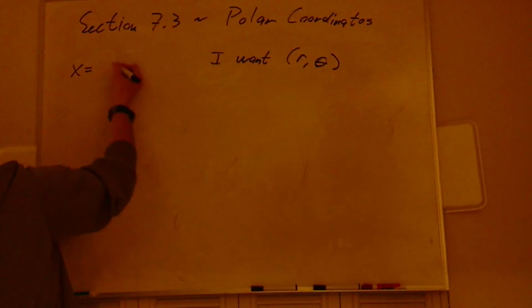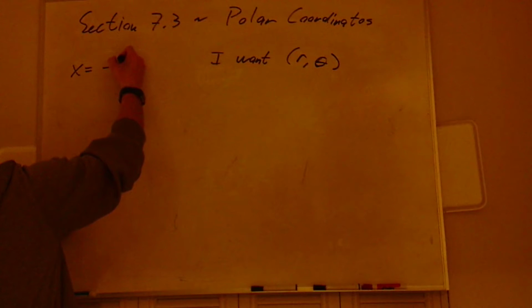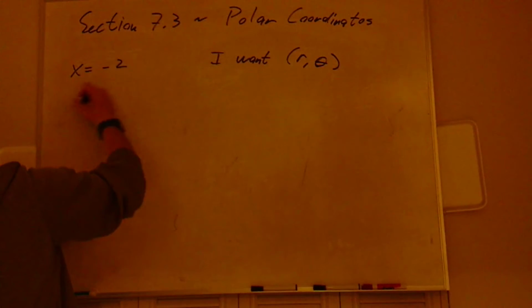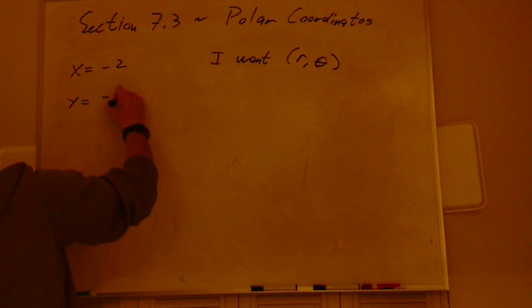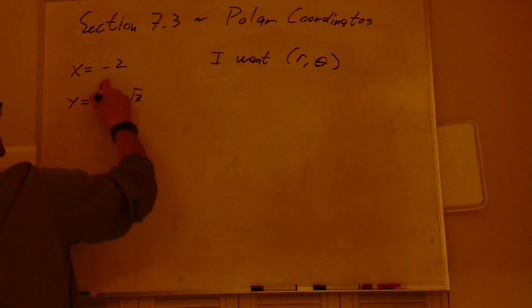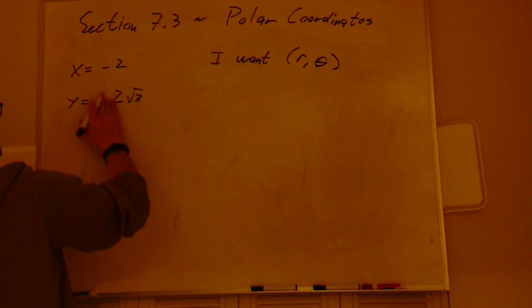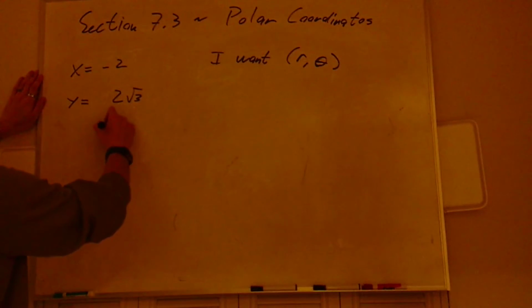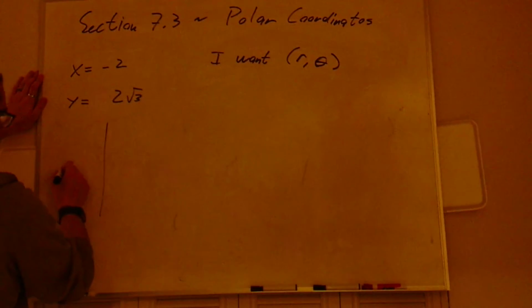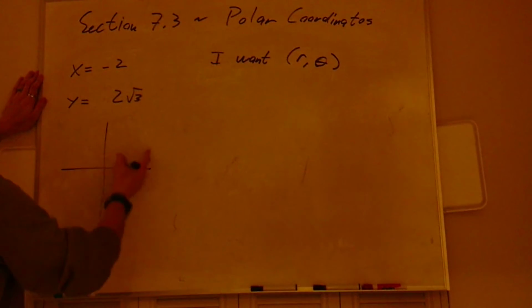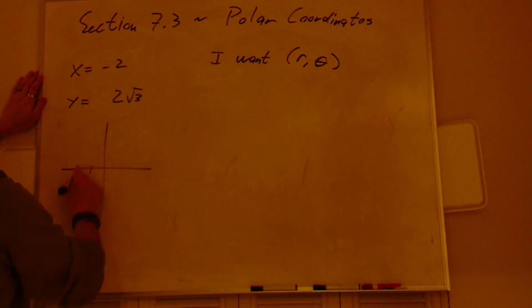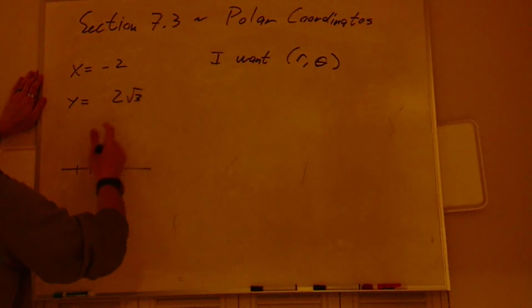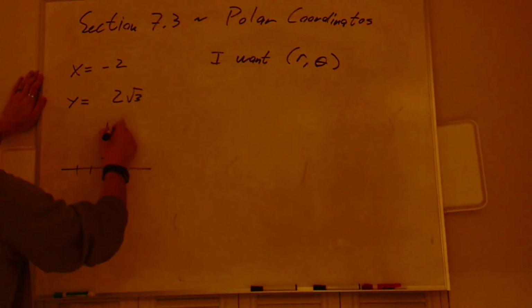Let's say x is negative 2, y is negative 2 root 3. Or no, I want to do positive. Positive 2 root 3. Let's look at where this point probably is. 2 back on the x-axis, 3 and change up on the y-axis. We're looking at a point that's right here.